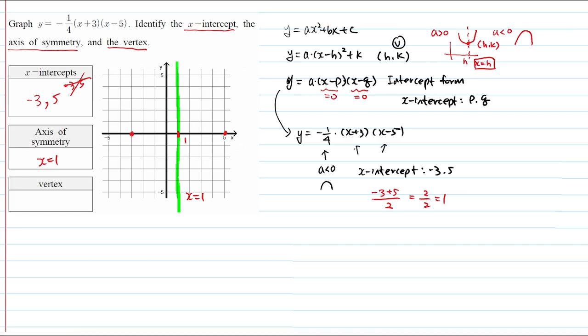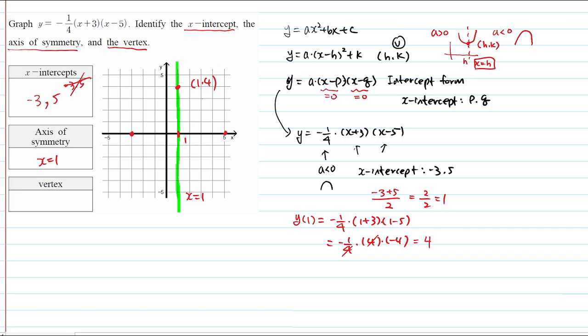Then what happens? So when x is equal to 1, we need to find the vertex. So we will find y of 1. So that's negative 1/4 times (1 + 3) times (1 - 5). So that's negative 1/4 times 4 times negative 4. So what I see is I can cancel 4 and 4. Negative 1 times negative 4, that's 4. So (1, 4) is my vertex.